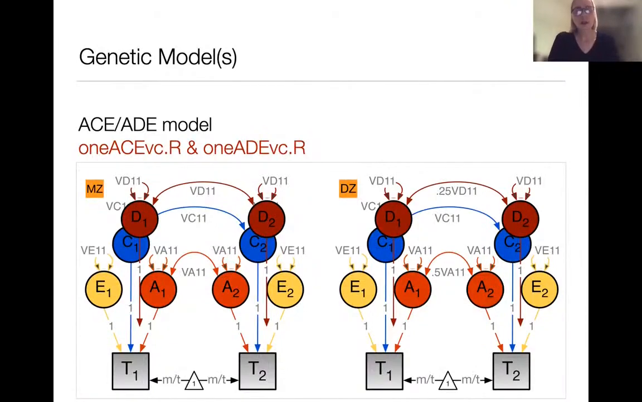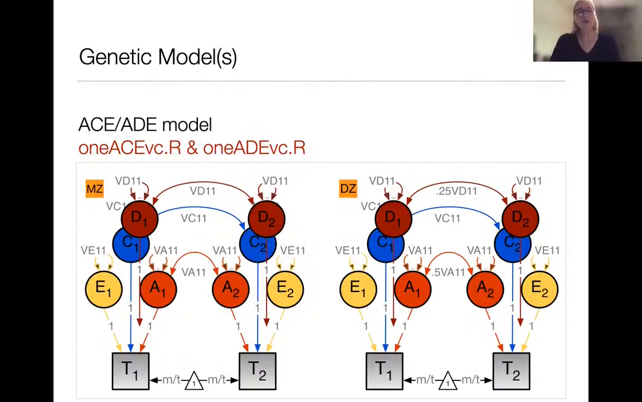As you'll see here, this is a path diagram for twin data where we have the monozygotic twins on the left and the dizygotic twins on the right. And we're interested in partitioning the variance in the phenotype here into sources due to genetic and environmental factors. So we have A for additive genetic factors, E for unique environmental factors, and then C and D for respectively common environmental and dominance genetic factors.